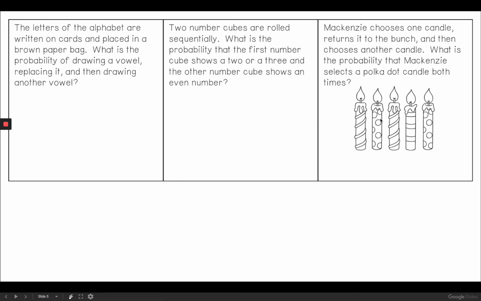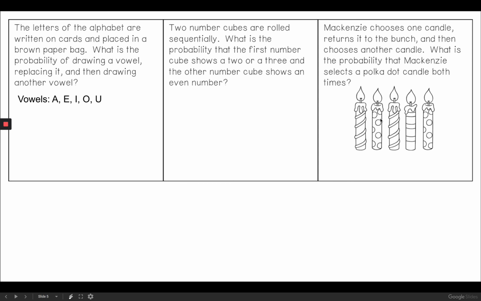All right, next question. The letters of the alphabet are written on the cards here, and then we replace it in the brown paper bag. What is the probability of drawing a vowel and replacing it and then drawing another vowel? Well, I need to know what the vowels are. And in this scenario, we're considering A, E, I, O, and U.